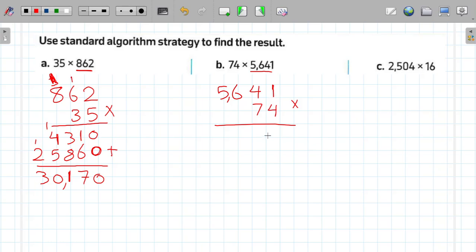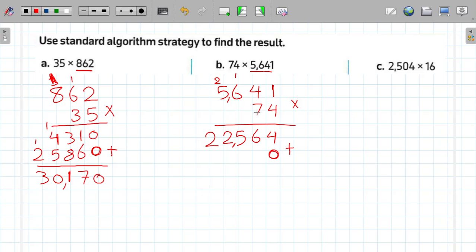So 4 times 1 equals 4. 4 times 4 equals 16. And I will write 6 and carry up 1. 4 times 6 equals 24. And 24 plus 1 equals 25. So I will write 5 and carry up 2. 4 times 5 equals 20. And 20 plus 2 equals 22. So the first number is 22,564. And I will write the plus sign, and after that I will write the 0 in one's digit.